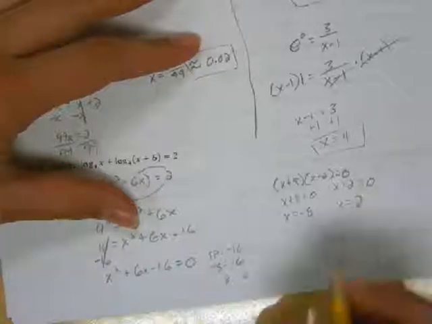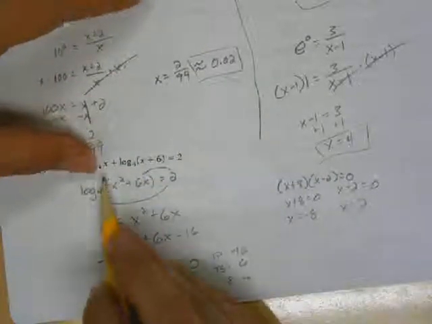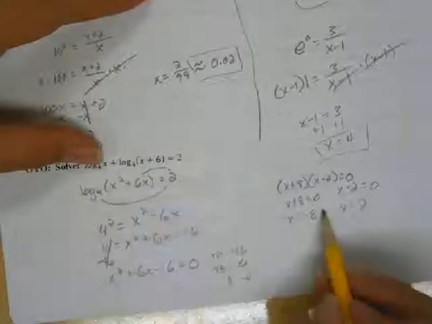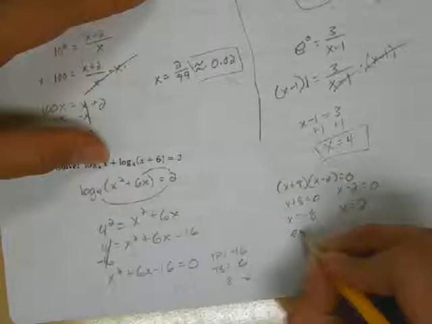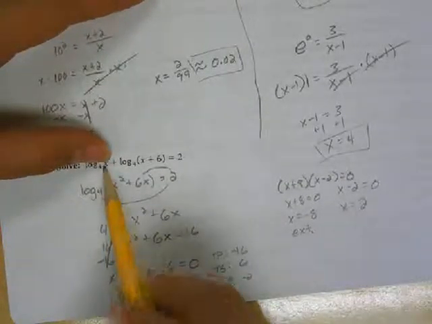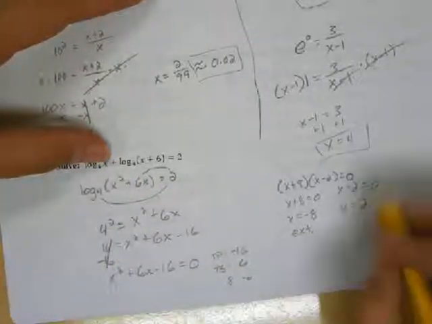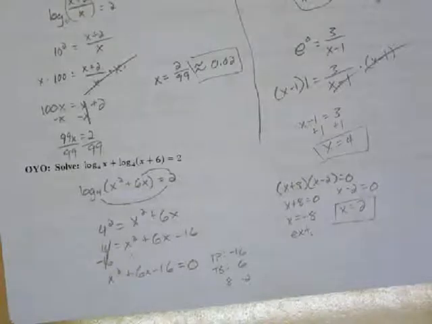Check them. You can't just leave it like that. When I plug back into the original, log base 4 of negative 8. That's already got a log of a negative. Can't be done. Extraneous. Okay, 2. Log of 2. That's good. 2 plus 6 is 8. That's good. They're both positive, so x equals 2 is an answer. Okay, negative 8 is extraneous. And that is your evaluating logarithms.